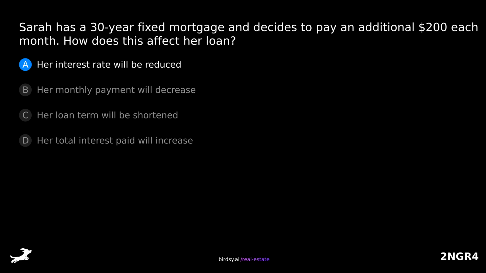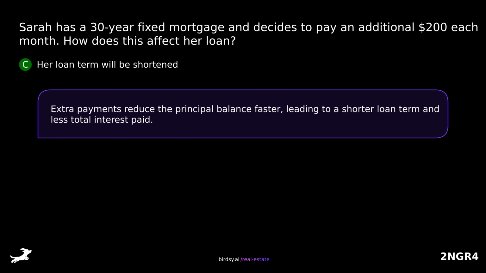Is it A, her interest rate will be reduced? B, her monthly payment will decrease? C, her loan term will be shortened? Or D, her total interest paid will increase? The correct answer is C, her loan term will be shortened. Extra payments reduce the principal balance faster, leading to a shorter loan term and less total interest paid.